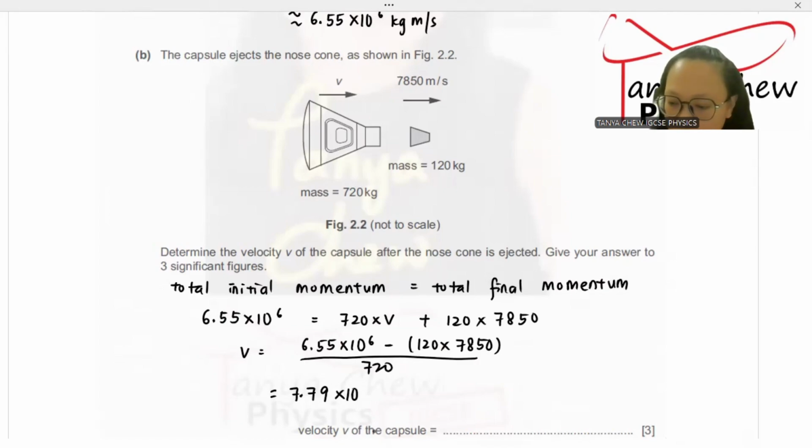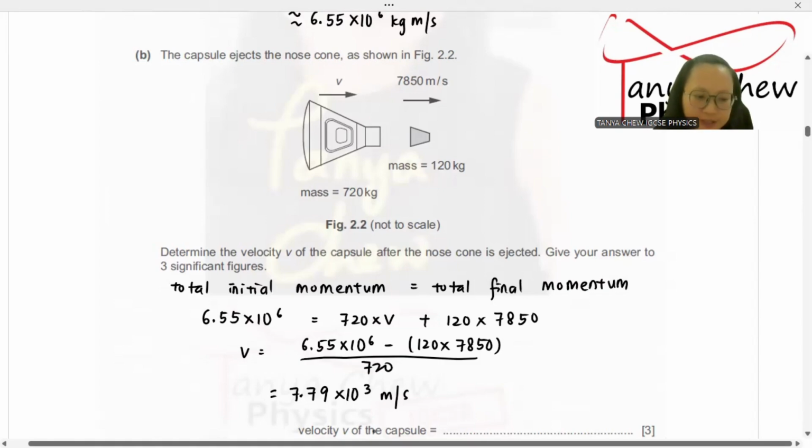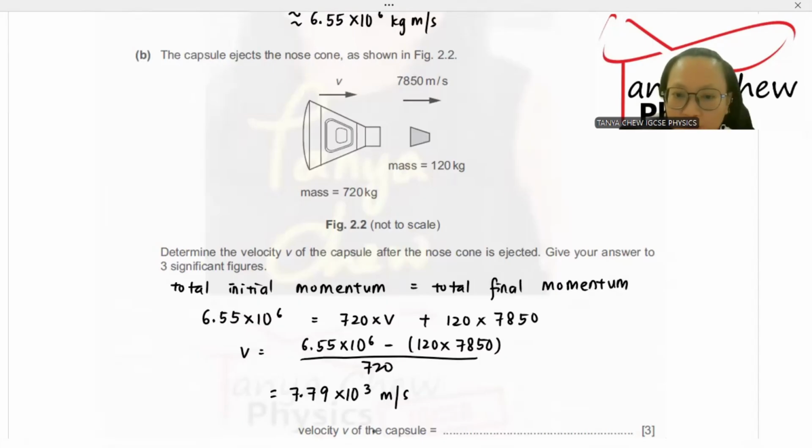Therefore, your answer should be 7.79 times 10 to the power of 3 meter per second. That's the answer I got, but try to confirm it again. 6.55 times 10 to the power 6 minus 120 times 7,850 divided by 720, and I round it off to 3 significant figures. Yes, 7.79 times 10 to the power of 3 meter per second. 3 significant figures, remember? That's the answer.